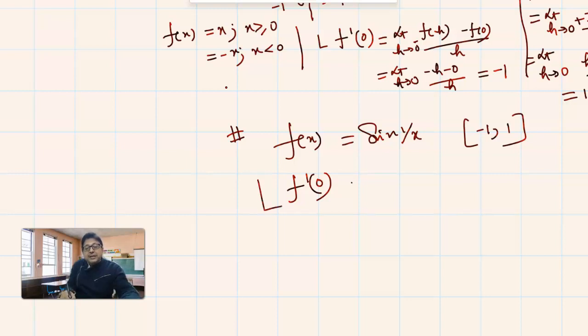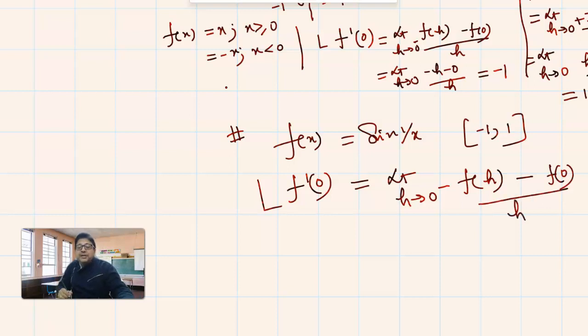The left-hand derivative means the left-hand limit as h tends to 0 minus of (f(h) minus f(0)) by h. But another thing I would like to say: here the function is not stated clearly for minus x or plus x, so it will be enough to find just f dash 0. If you find f dash 0, it is the limit as h tends to 0, without saying minus or plus, we just find the derivative at x equal to 0.